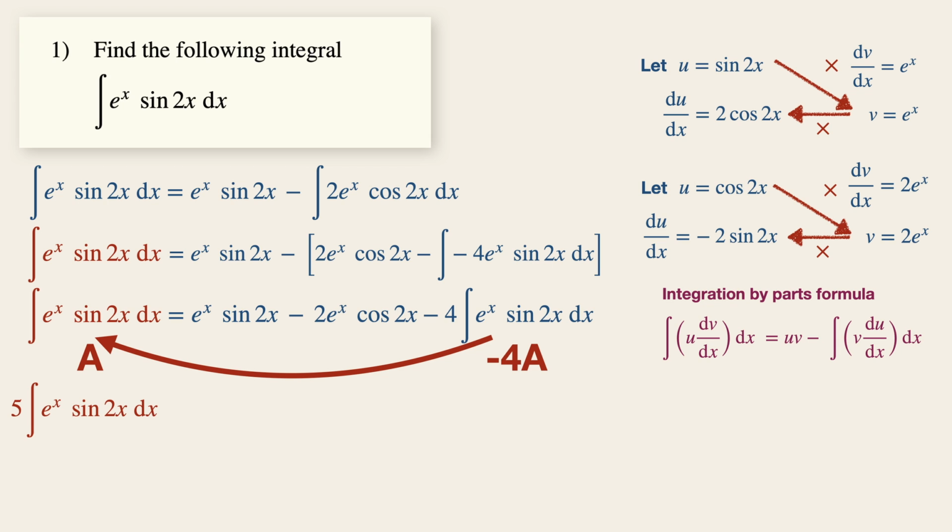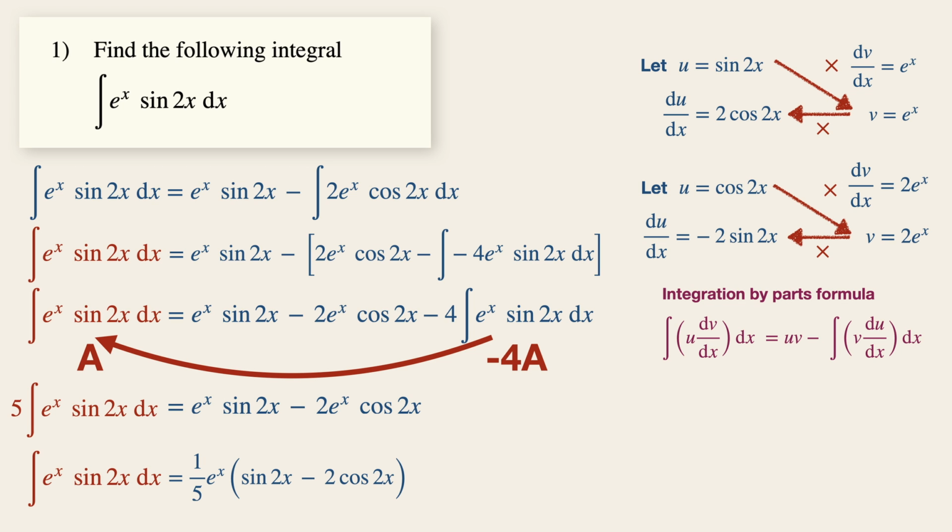And this will be equals to e power x sine 2x minus 2 e power x cosine 2x. Now very simply, to get the integral of this expression, we just need to divide 5 on both sides of the equation, and we can factorize e power x on the terms on the right hand side of the equation and finish it off by writing a plus c, which represents an arbitrary constant.